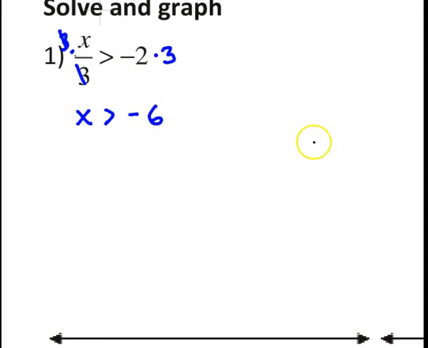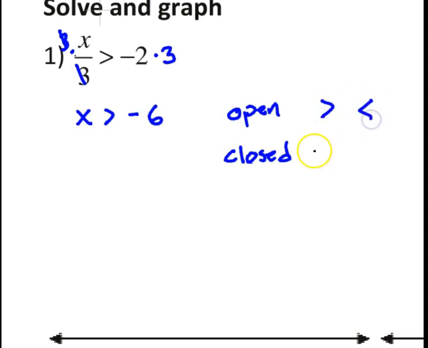Okay, and just a little review on this for the signs. We have open and closed circles. The open ones will be the greater than and less than, and the closed will be the greater than or equal to and the less than or equal to. So on a graph, you'll see an open circle for these two symbols and a closed circle for those two symbols. Basically, if you have a line underneath, then you know it's going to be filled in.